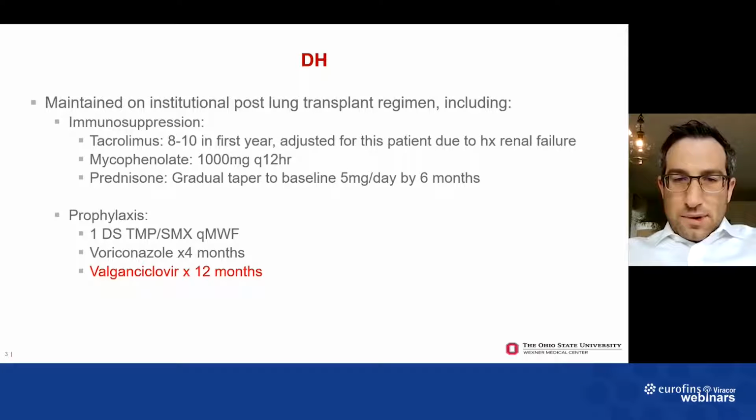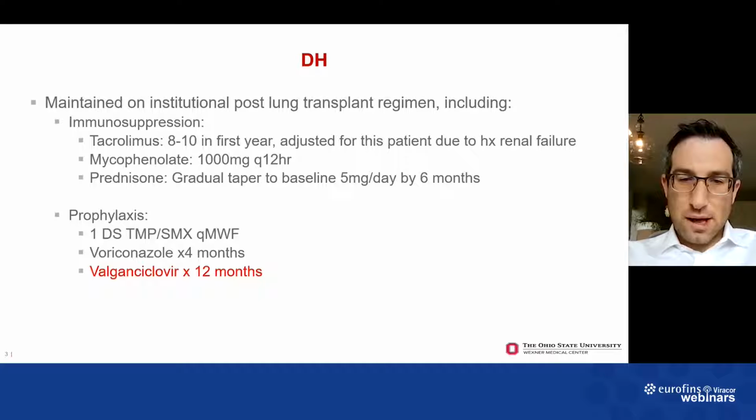He was maintained on our typical post-lung transplant immunosuppression regimen, including tacrolimus. In his case, we were dosing towards troughs of 8 to 10 for the first year, a little bit lower than our standard given his history of renal failure. Mycophenolate for a goal of 1 gram Q12 hours, and prednisone that started at higher levels but gradually tapered to a baseline of 5 milligrams per day by 6 months. Additionally, he was on antimicrobial prophylaxis with Bactrim, Monday, Wednesday, Friday, an antifungal, voriconazole, for 4 months, and valganciclovir for 12 months.